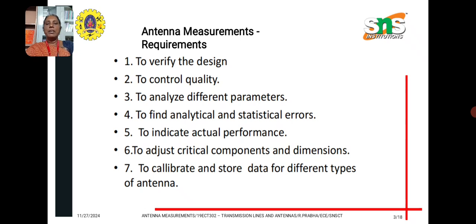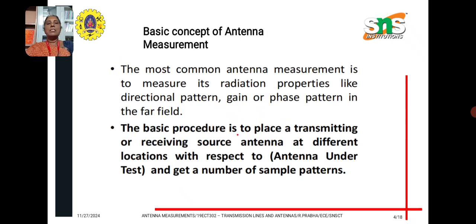One is to verify the design, to control the quality, to analyze different parameters, to find analytical and statistical errors, to indicate actual performance, to adjust critical components and dimensions, and to calibrate and store data for different types of antenna. And the basic concept behind this antenna measurement is that the most common antenna measurement is to measure the radiation properties like directional pattern, gain, or phase pattern in the far field.